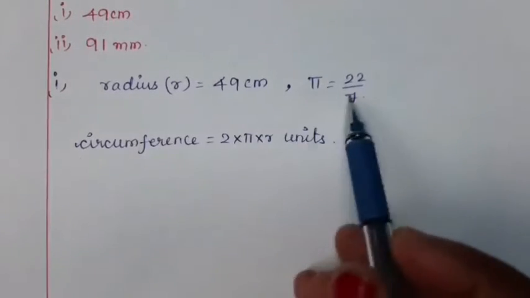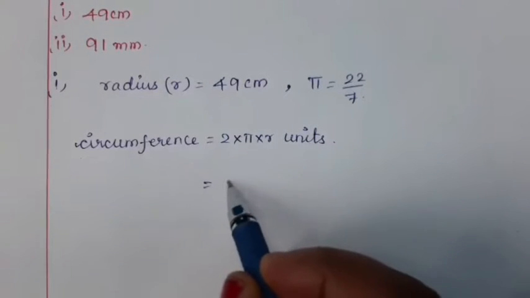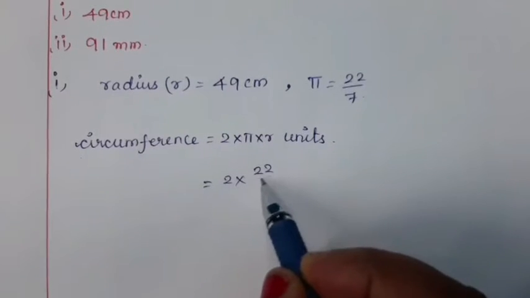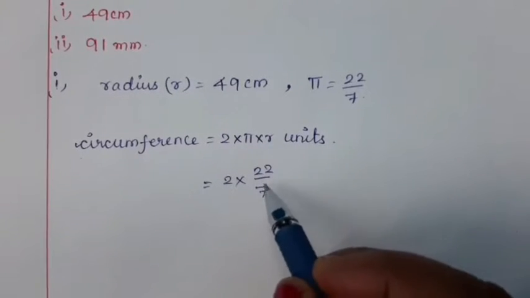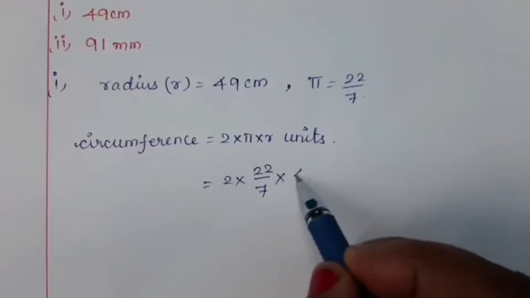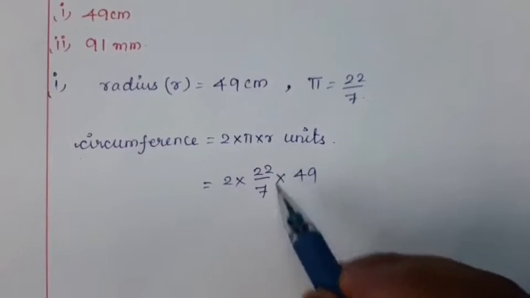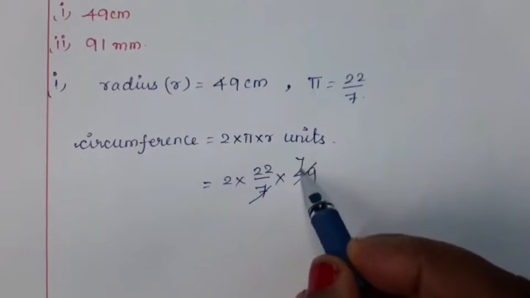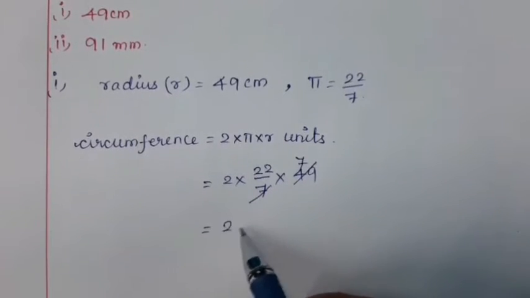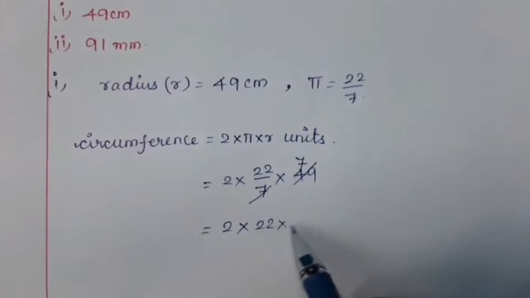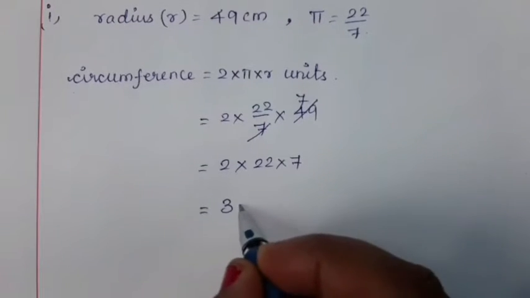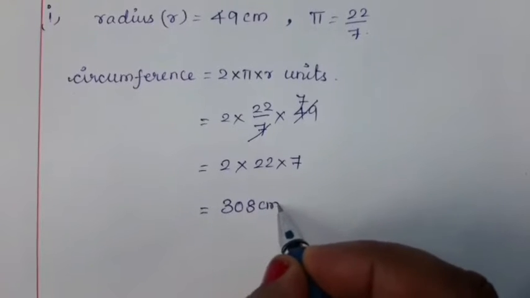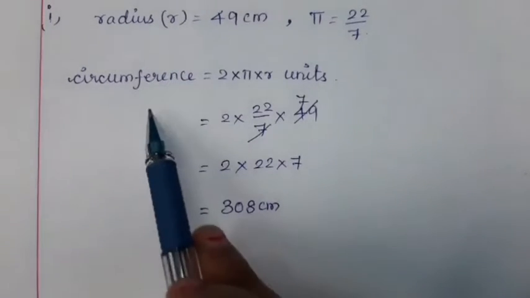Using these given values in this formula, we get 2 into 22 by 7, which is the value of pi, and 49 is the value of r. By simplifying 49 by 7, we get 7 times. Then we get 2 into 22 into 7. By multiplying all these values, we get 308 centimeter, which is the required value of circumference.